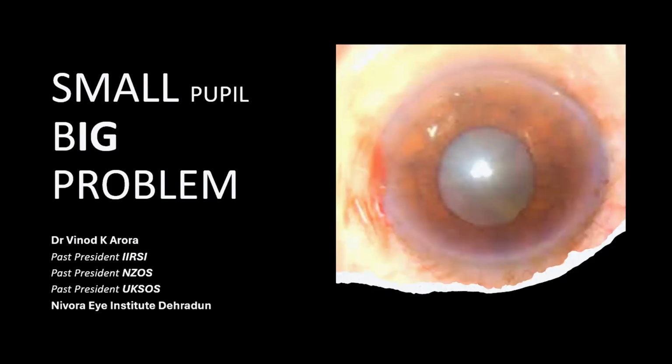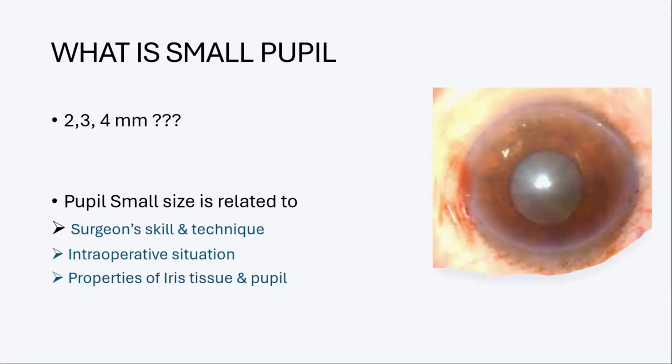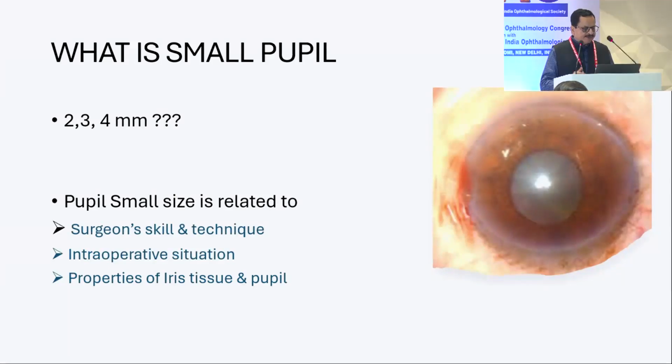So again, small pupil, a big problem. So what is a small pupil? It depends on various things. It depends on the surgical skill and technique. A good surgeon can operate even with a small pupil, but for a novice, a big pupil is mandatory.